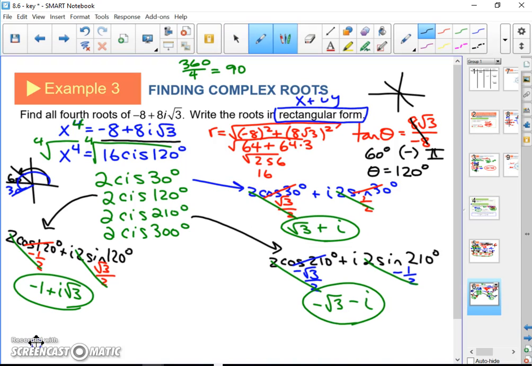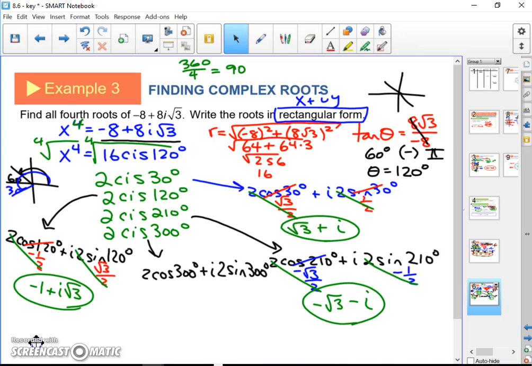And then we have to do this last one. 2 cis 300. So 2 cosine 300 plus i times 2 sine 300. 300 is a 60-degree reference in the fourth quadrant. So you've got to do cosine 60. Cosine 60 is 1/2. If cosine 60 is 1/2, what's cosine 300? Also positive 1/2. In the fourth quadrant, cosine numbers are positive.